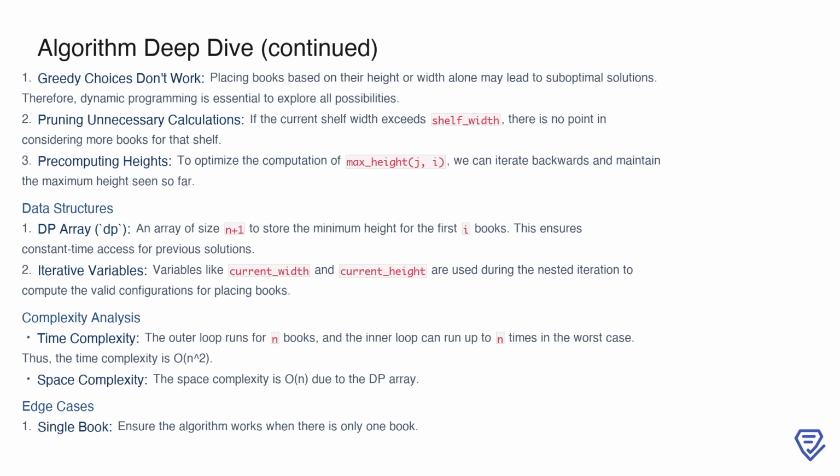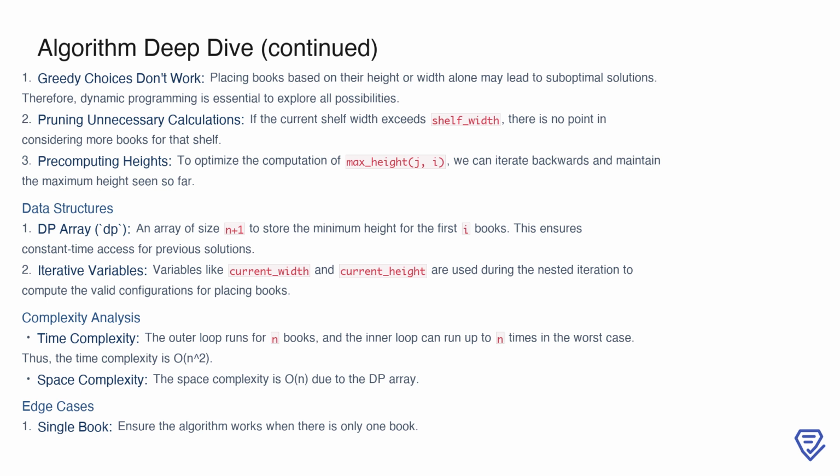Another optimization involves pre-computing the height of books for each potential range. Instead of recalculating the maximum height between indices j and i repeatedly, we can iterate backwards and maintain the maximum height seen so far. Moving on to the data structures, we use a dynamic programming array dp of size n+1 to store the minimum height for the first i books.